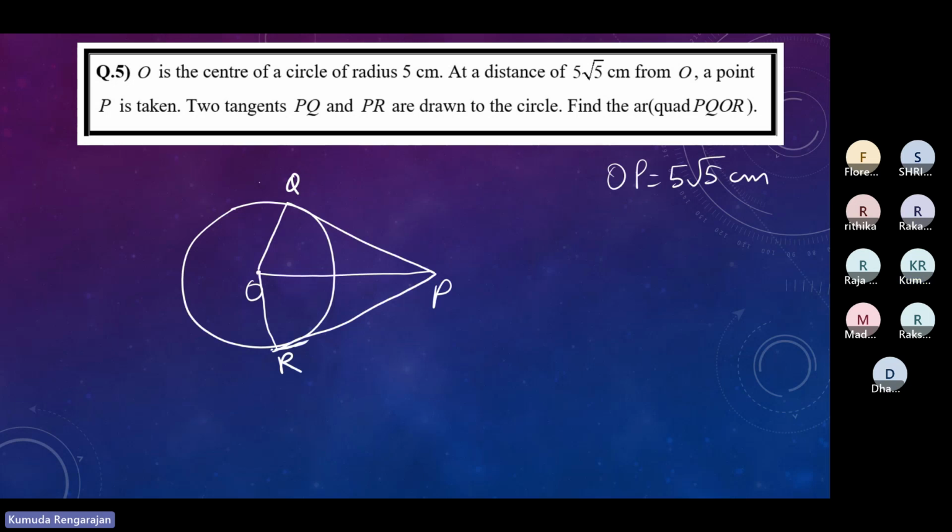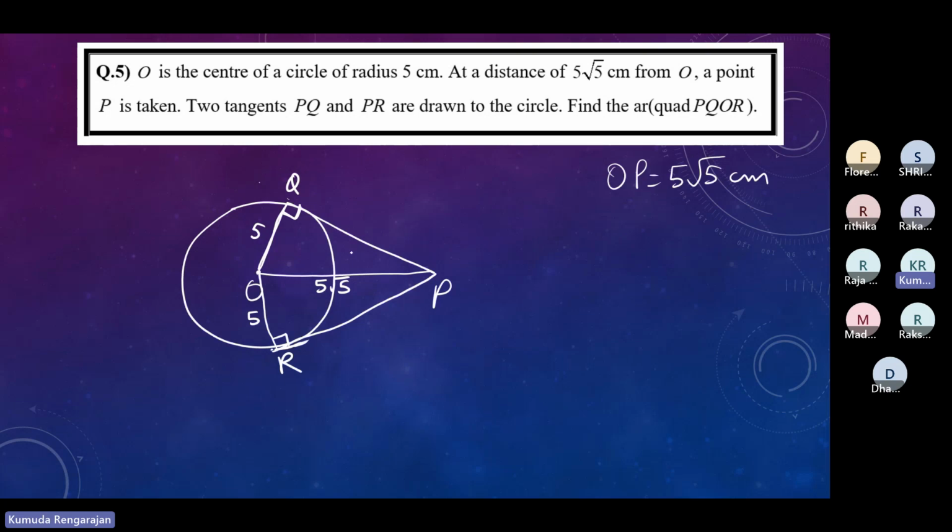Okay. So you can see the quadrilateral PQOR. We need to find the area of this quadrilateral PQOR. We know that the radius of the circle is 5 centimeters. So this OQ is 5. OR is also 5. And OP is 5√5. We know that this is 90 degrees because OQ is the radius and QP is the tangent. Here also, OR is the radius, RP is the tangent. So 90 degrees.